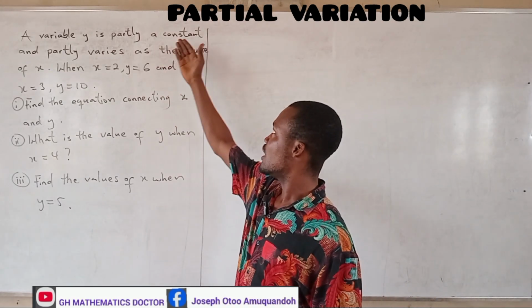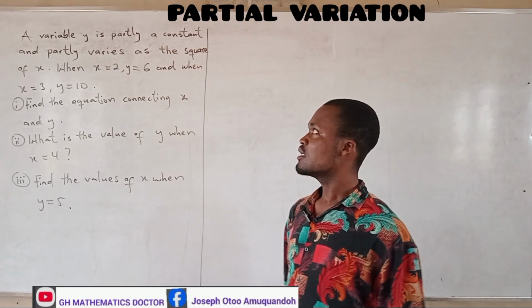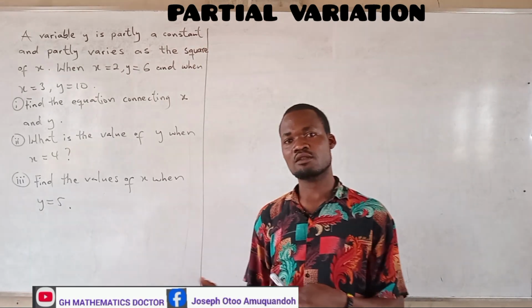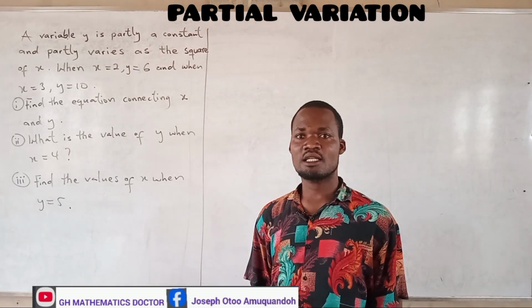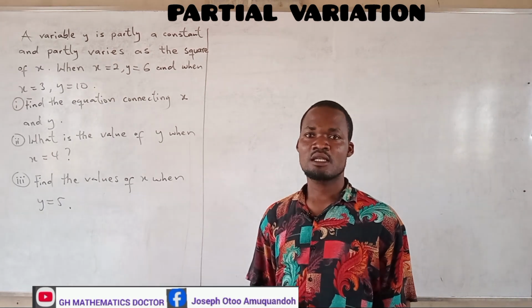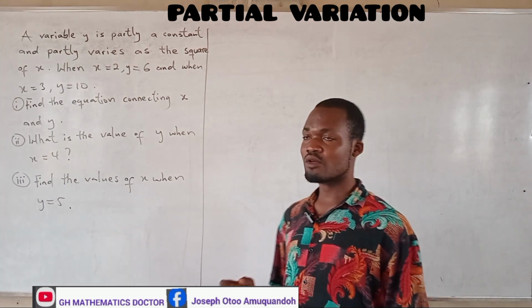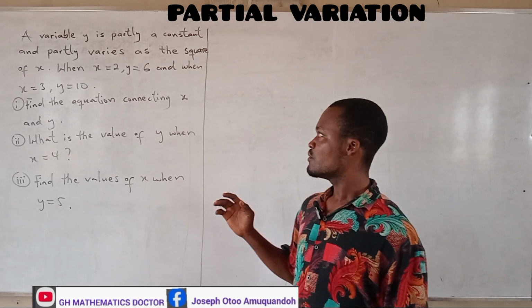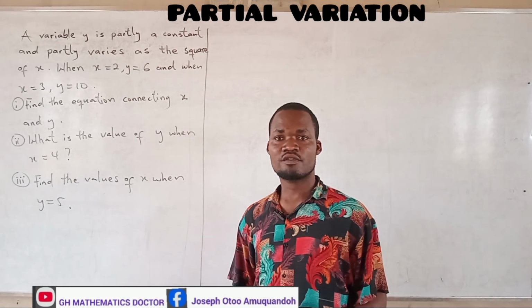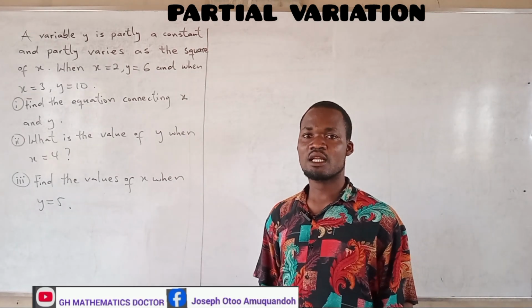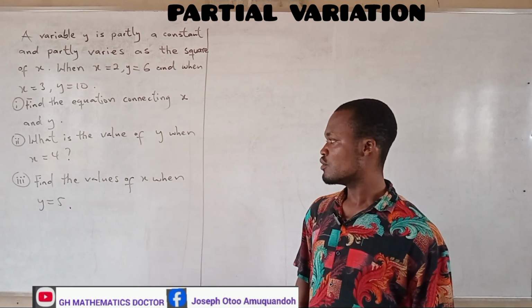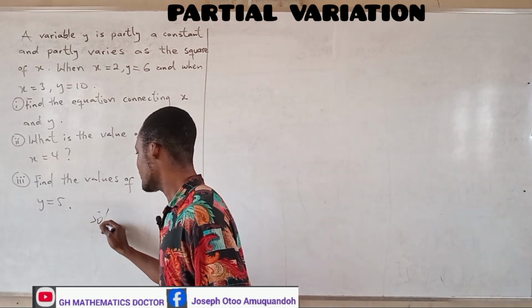So partly a constant, which means the constant is the maintenance cost that we just discussed and that we don't know. So we are going to represent a constant variable for it. Then partly varies as the square. So I'm going to write this expression. Then we'll look at the rest of the numbers given to finalize the answer that we need. So let's begin the solution from here.